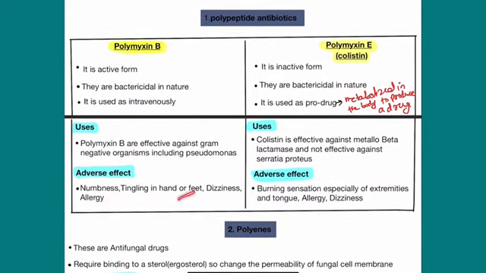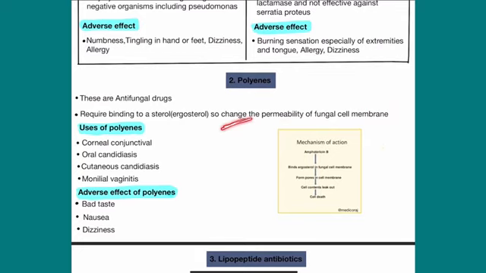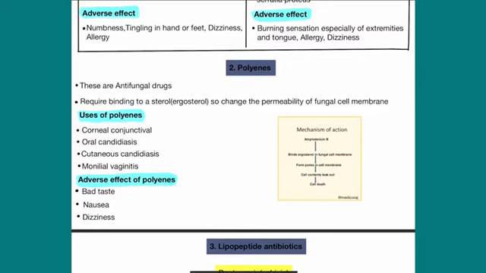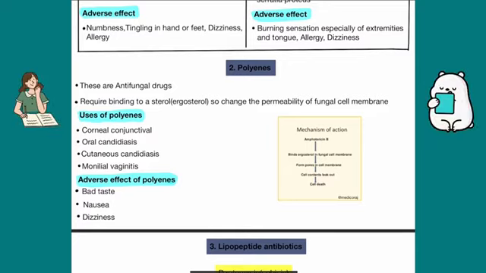We discussed polymyxins, which are bactericidal in nature, meaning they kill the bacteria. But polyenes are antifungal drugs, meaning they kill the fungus or stop its growth. They require binding to sterol to change the permeability of the fungal cell membrane. I will discuss this in the mechanism of action. Now I will discuss the uses of polyenes. They are used in corneal conjunctival infections, oral candidiasis, cutaneous candidiasis, and monilial vaginitis.